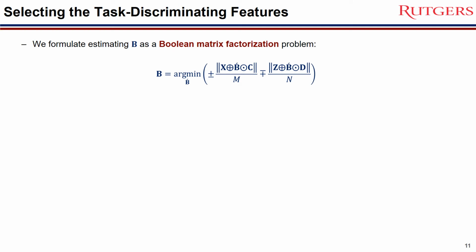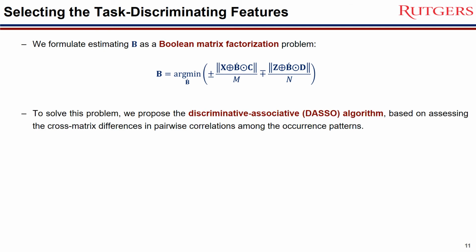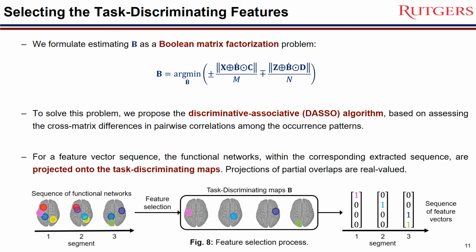We formulate estimating the Boolean matrix B as a Boolean matrix factorization problem. To solve this problem, we propose the discriminative-associative, or DASO, algorithm, which is based on assessing the cross-matrix differences in pairwise correlations among the occurrence patterns. For a feature vector sequence, the functional networks within the corresponding extracted sequence are projected onto the task-discriminating maps. Note here that projections of partial overlaps are real valued.